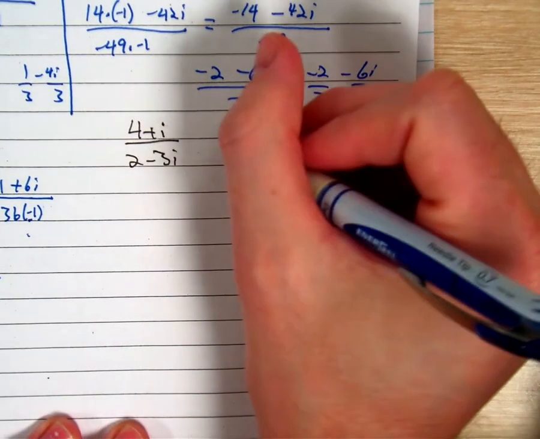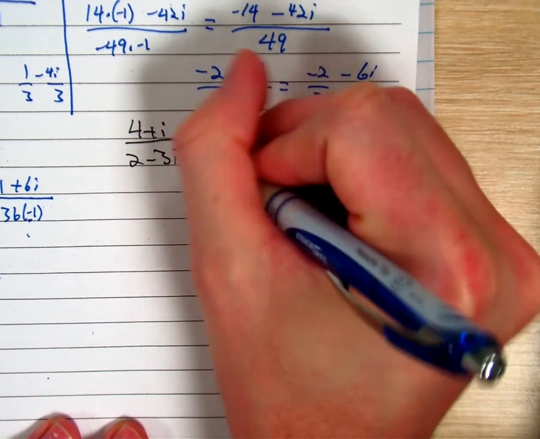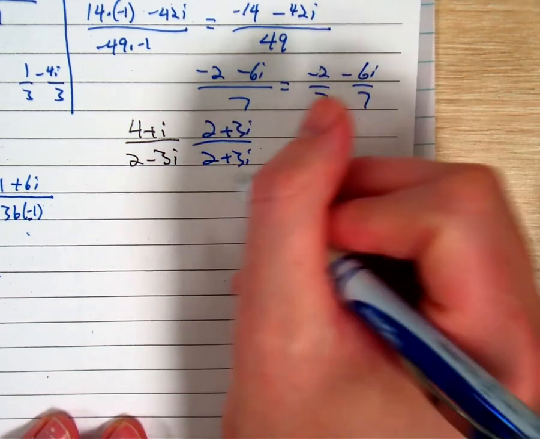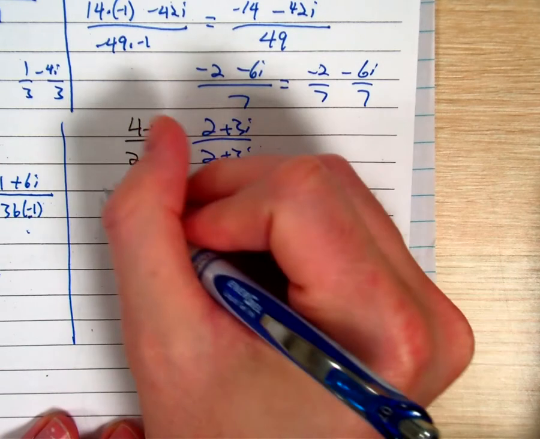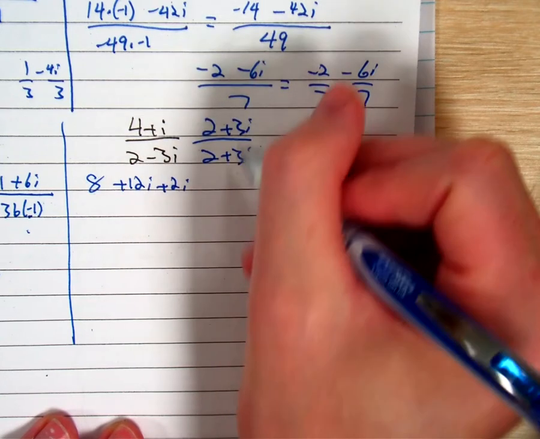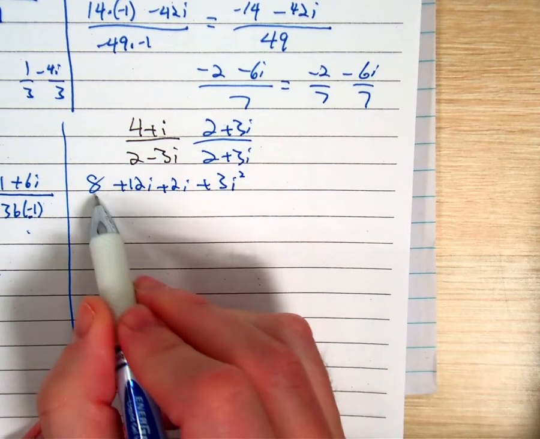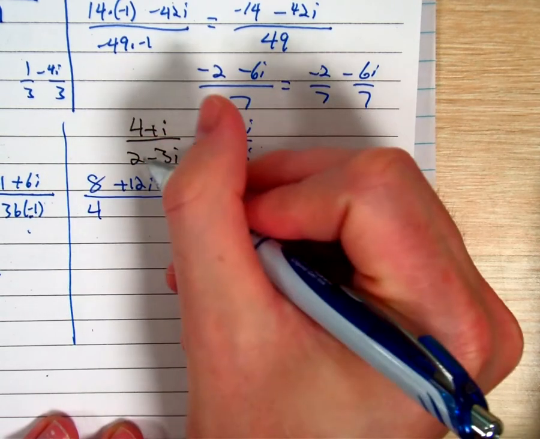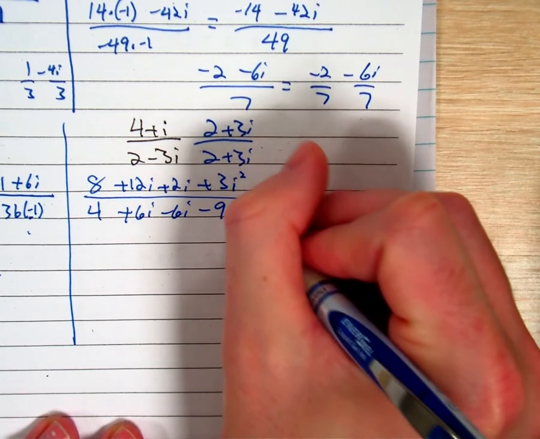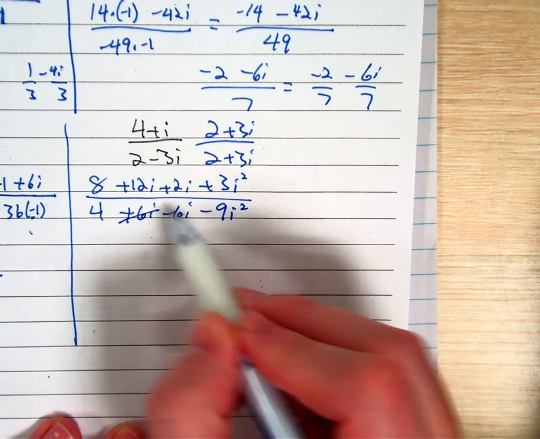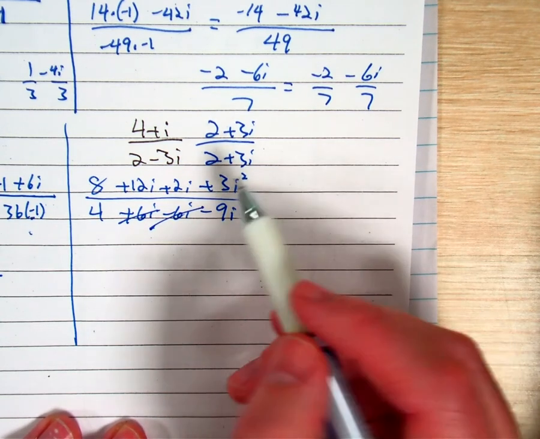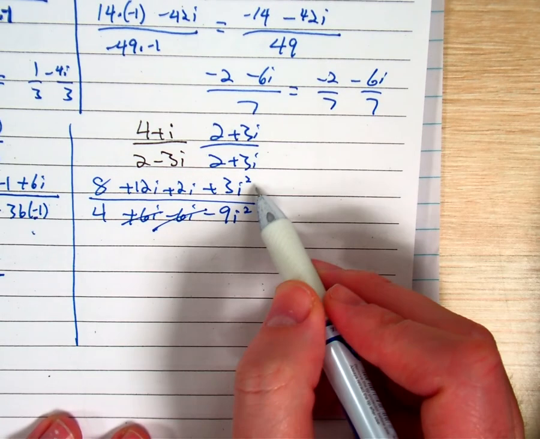Okay, opposites. So we're going to multiply by 2 plus 3i, top and bottom. What's this going to do for me? 8 plus 12i plus 2i plus 3i squared, over 4 plus 6i minus 6i minus 9i squared. The plus 6i minus 6i cancels out. Okay, we're going to have 8 and 3i squared.